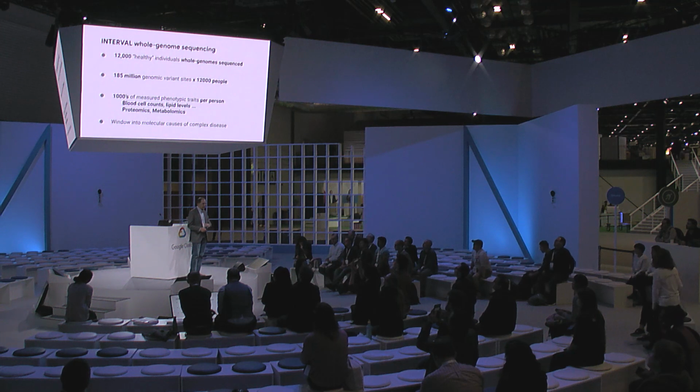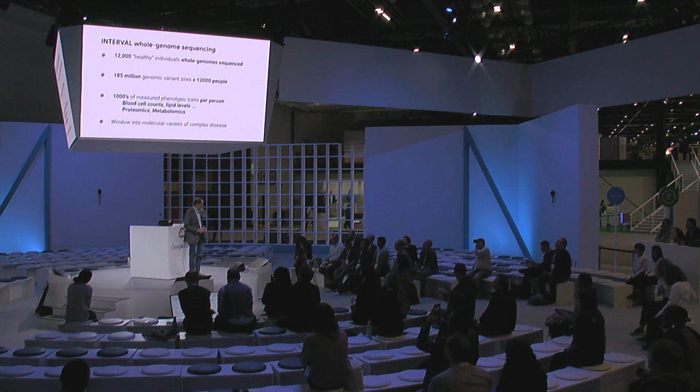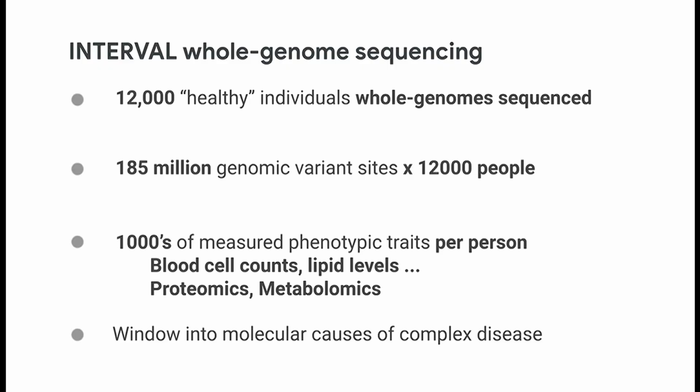But very specifically, the project I want to talk about is called INTERVAL. It involves the whole genome sequencing of a cohort of 12,000 healthy individuals. These are walking and talking. They're not afflicted by any sort of nasty disease. HumGen took those 12,000 individuals and whole genome sequenced them at about 15x, possibly a little bit more, and ran bog standard GATK variant calling on them and got 185 million variants across 12,000 people.